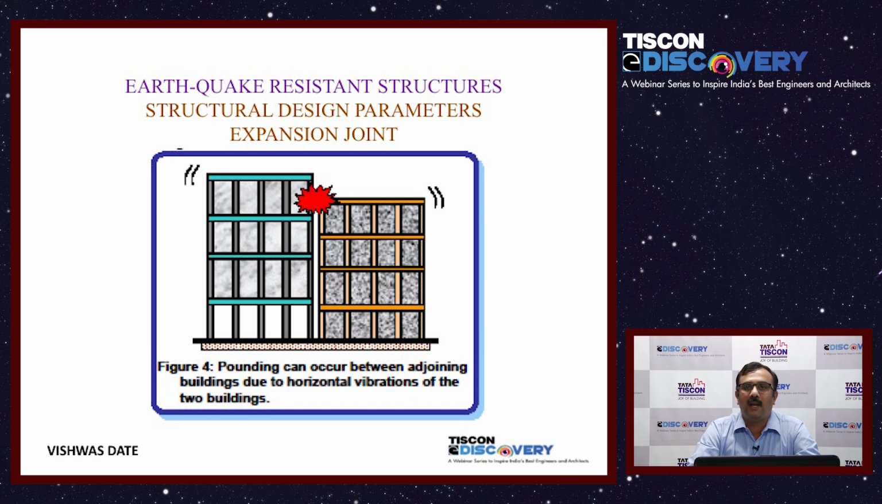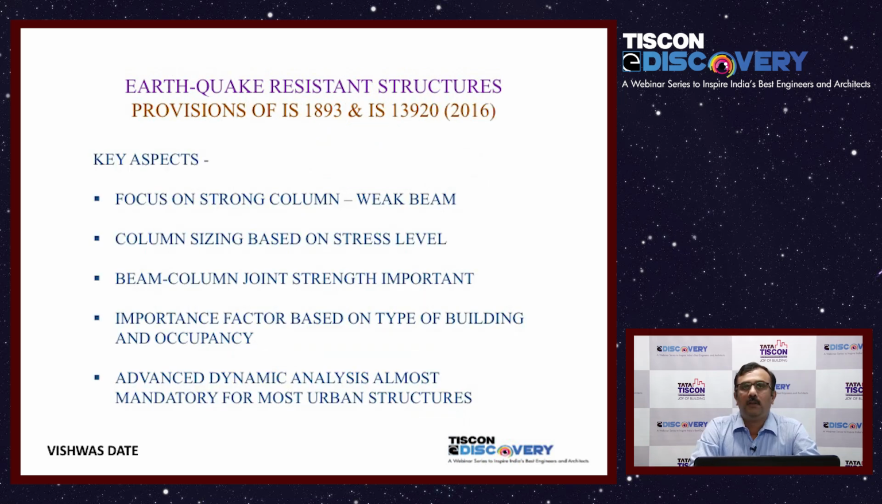So when we are planning a building, when we are planning expansion joints, we need to take care of this. We need to understand how close the buildings are going to be. Are the floors on both sides at different levels? If they are different, we need to be more careful. So that's where we come to some of the provisions of the new codes, 1893 and 13920, which have been released in 2006.